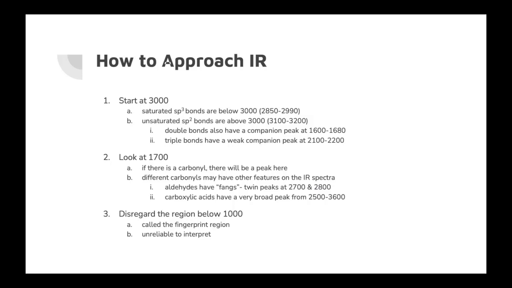This usually has a very identifiable carbonyl peak if there is one in the molecule. You can use the presence or absence of other features to tell what kind of functional groups you may have. For example, aldehydes have twin peaks at 2700 and 2800. Those are sometimes called fangs. Carboxylic acids will have a super broad peak that you can see. You can tell a ketone by the lack of these additional features.